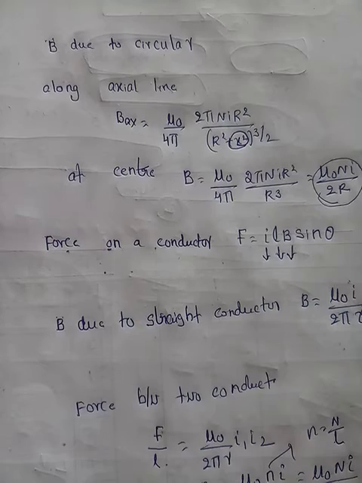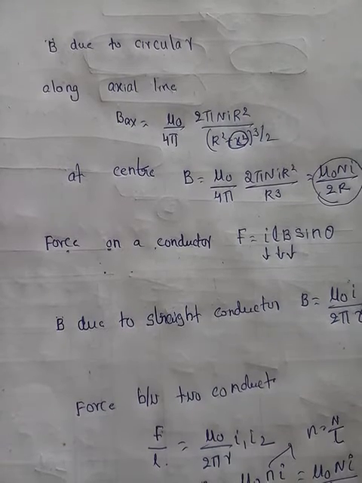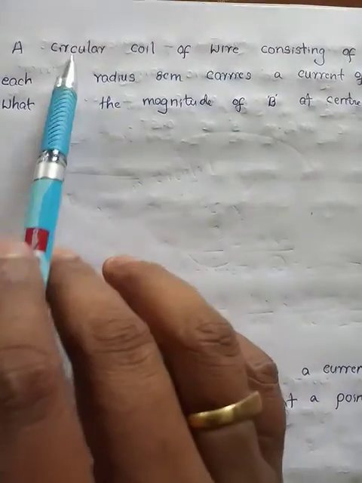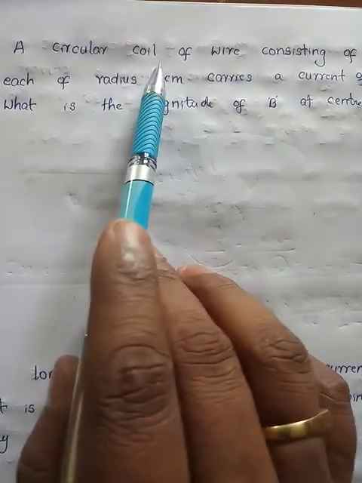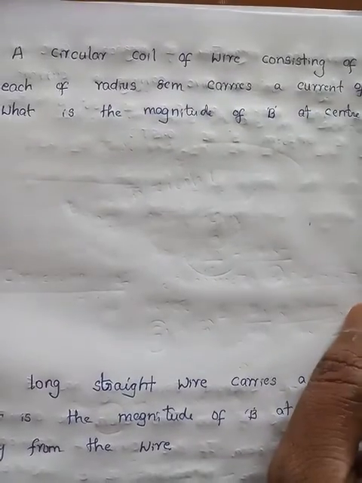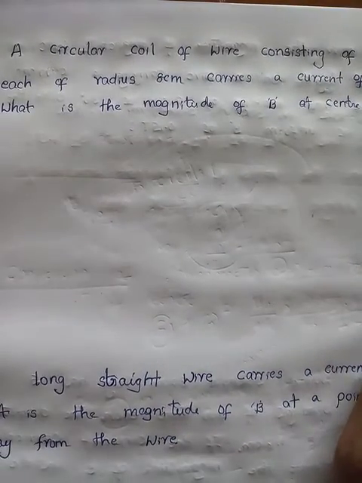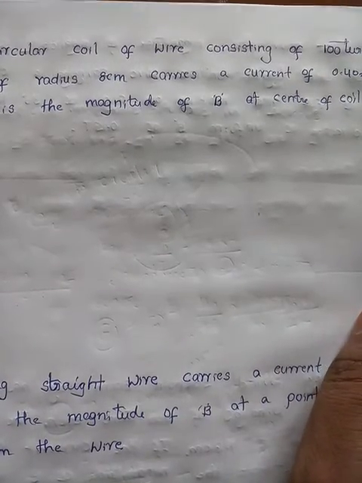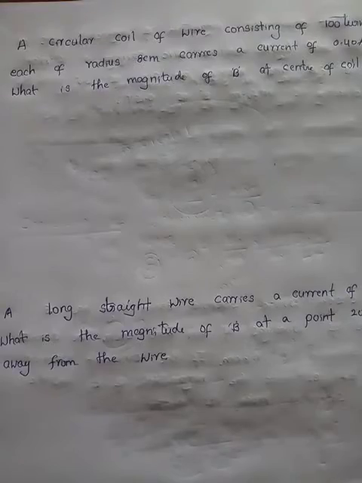Clear? Right. Can I go to the next problems? Yes. Now see the first question. A circular coil of wire consisting of 100 turns, each of radius 8 centimeters, carries a current of 0.4 amperes. What is the magnitude of the magnetic field at the center of the coil?